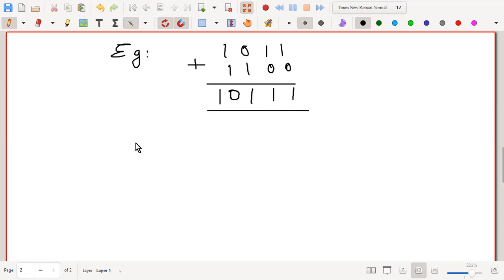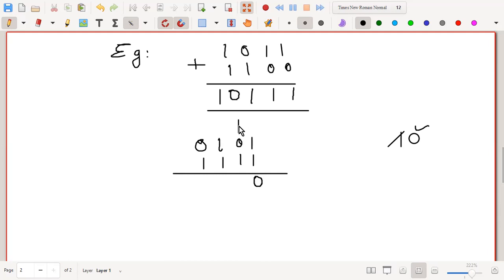Now let me show you the next addition. Suppose I wanted to add 0 1 0 1 to 1 1 1 1. Now we add 1 and 1, and what result do we get? 10. Of this, the sum will be 0, and this 1 will go to carry. This 1 will be a carry which is generated on the top.